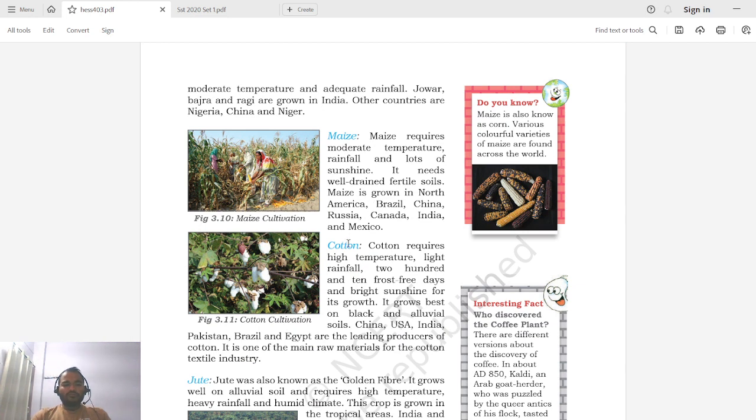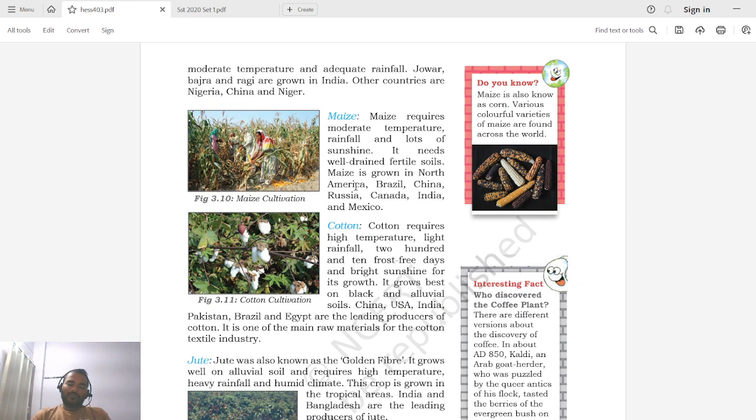So now let us move to cotton. As we have seen, cotton is known as a fiber crop. Cotton requires high temperature, again light rainfall, 210 frost free days and bright sunshine for its growth, right? So these are the critical parameters. It requires high temperature, light rainfall and 210 frost free days, that there should not be any dew formation during these days, and it also requires bright sunshine for its growth.